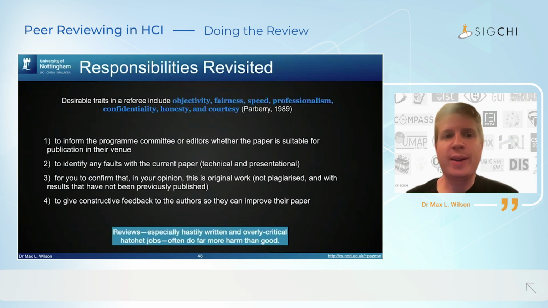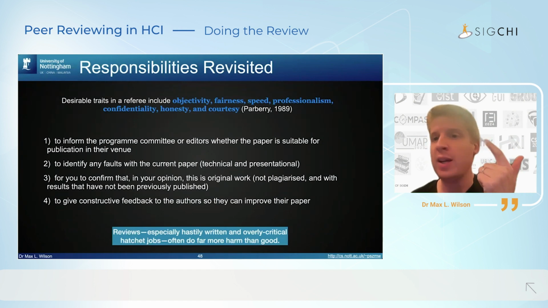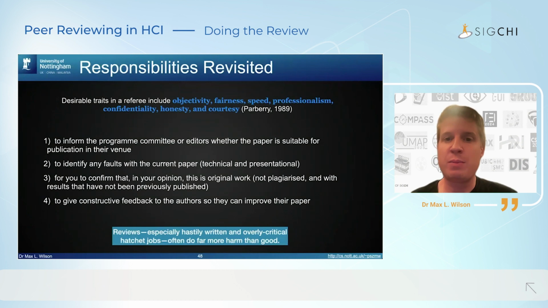Let's return quickly before we finish to these responsibilities, because across my slides I've covered issues about being objective and fair and fast and professional and confidential, and being honest but also being courteous to people. These are really good traits if you want to be good at reviewing. And engaging in discussion and reflection about your reviews is really an important part of doing that as a professional.